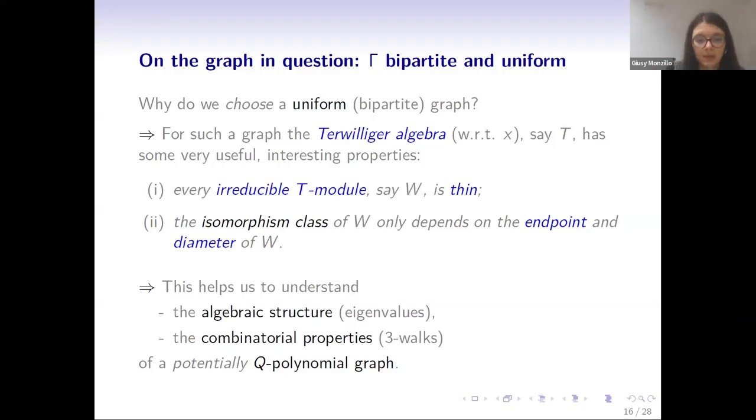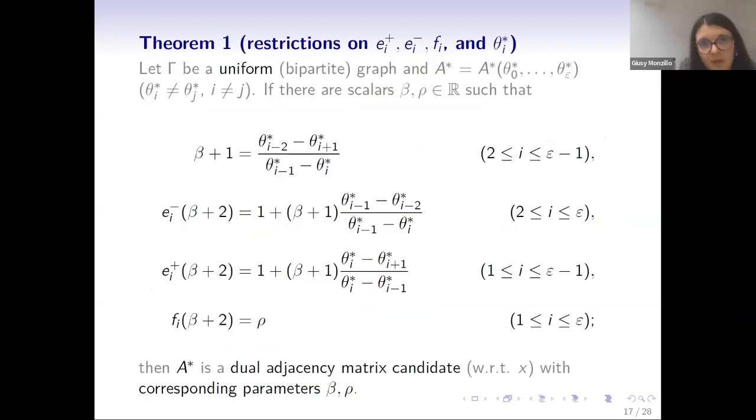Okay. So let's come back to our main objective. We want to find sufficient conditions. This is the first version of our sufficient condition, our algorithm strategy to find dual adjacency matrix candidates, of course one, let's say.